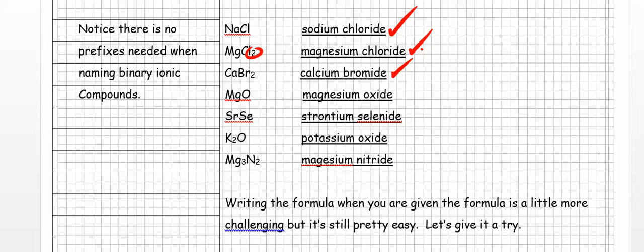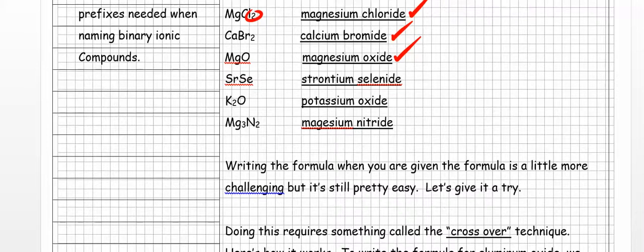This is for ionic compounds now. Next one, MgO, magnesium from the left, oxygen from the right. We've got magnesium oxide. Magnesium oxide. Next one, SrSe, strontium selenide. Strontium selenide. Okay? All right. Next, K2O. K is potassium, right? Potassium oxide for this one right here. And the last one's going to be Mg3N2. This is going to be magnesium nitride.